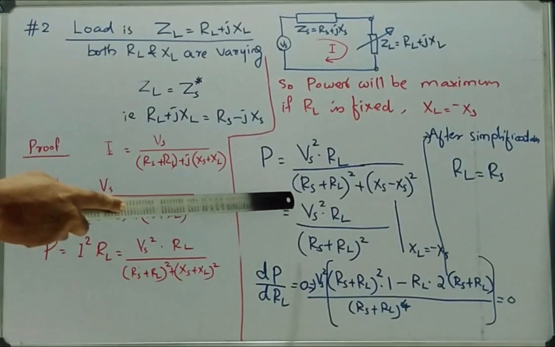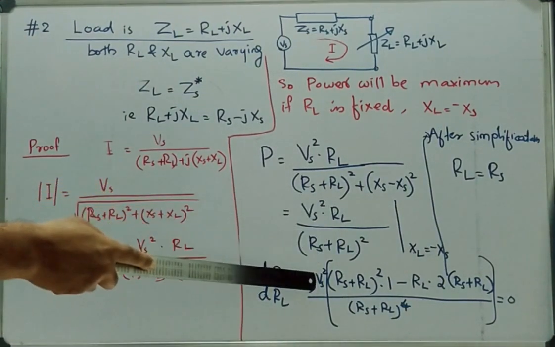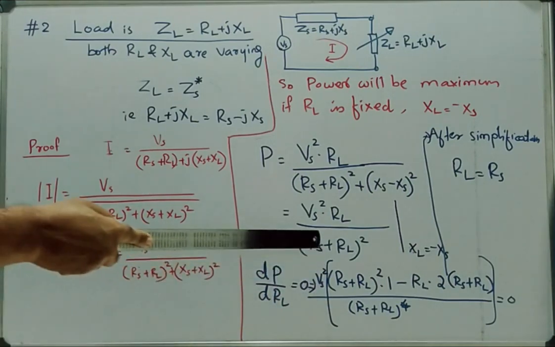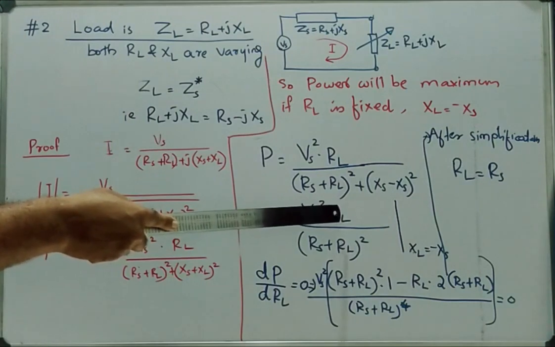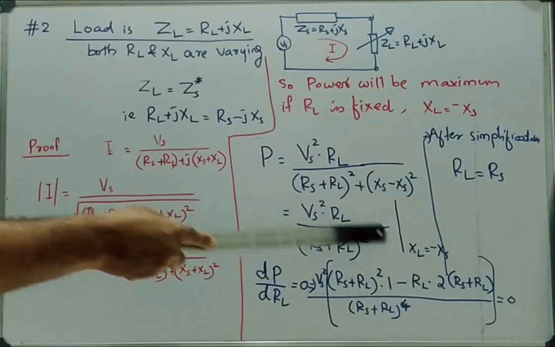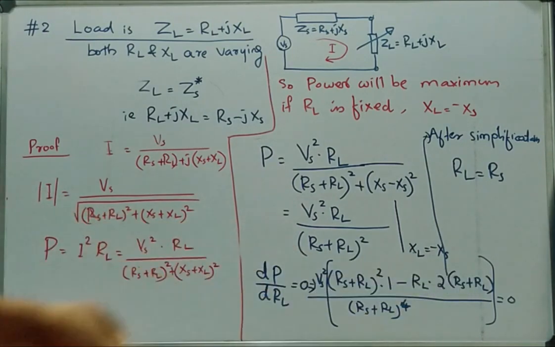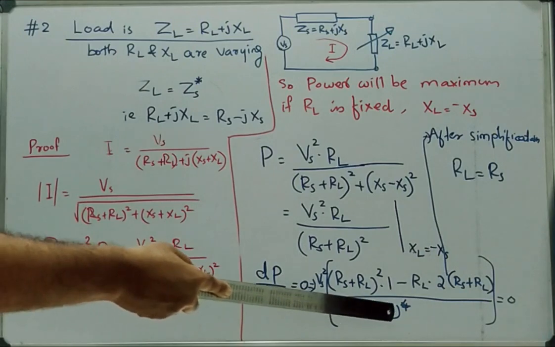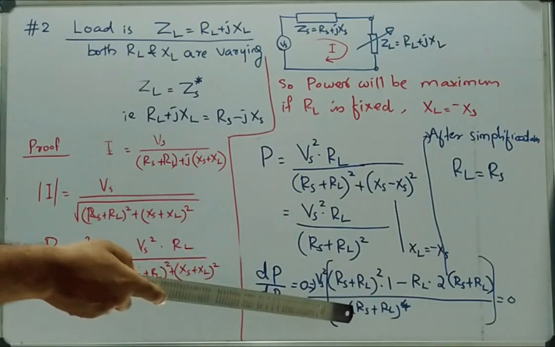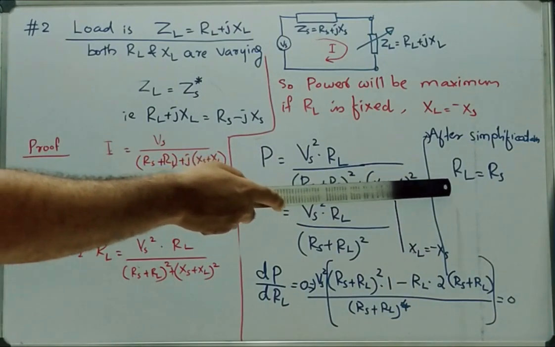So when we are finding out the derivative of this with respect to RL, Vs square is constant, take it outside. Denominator, that is (Rs plus RL) whole square into derivative of RL with respect to RL, 1, minus RL into derivative of this one, that is 2 into (Rs plus RL), all divided by this square, that is (Rs plus RL) all raised to 4. After simplification of this one, we can obtain the condition as RL is equal to Rs.